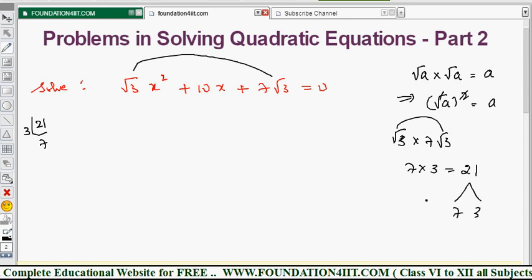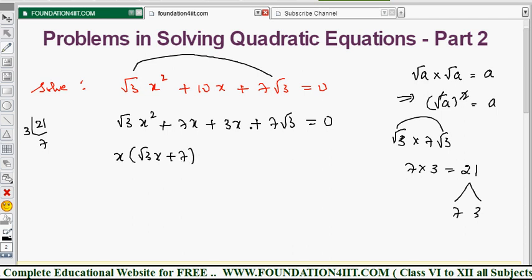Now according to that, if you write this step, root 3x square is as it is. In the place of 10x, we write 7x plus 3x. Plus 7 root 3 is equal to 0 as it is. Now from root 3x square plus 7x, only x is the common. So here is x into root 3x plus 7. Now from 3x and 7 root 3, here we can take 3, we can imagine root 3 into root 3. So 3 is nothing but root 3 into root 3.